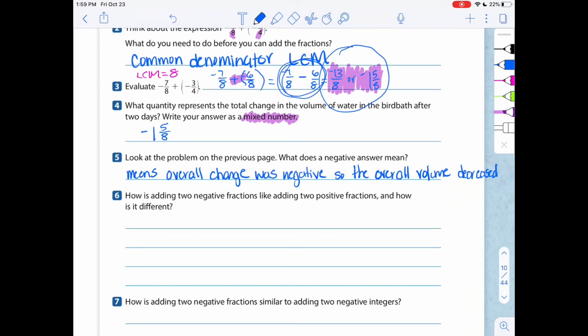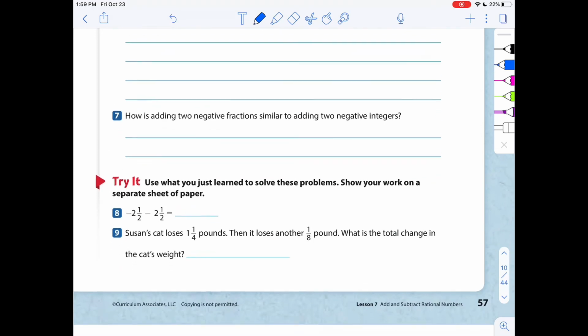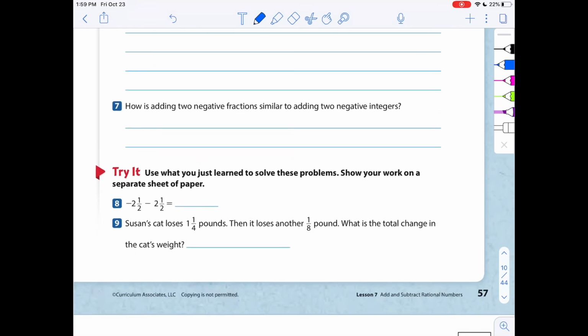How is adding two negative fractions similar to adding two negative integers? So comparing negative fractions to negative integers. So remember, integers are like -4, 7. Pause the video and write your thoughts down on how those two compare. How are they similar?